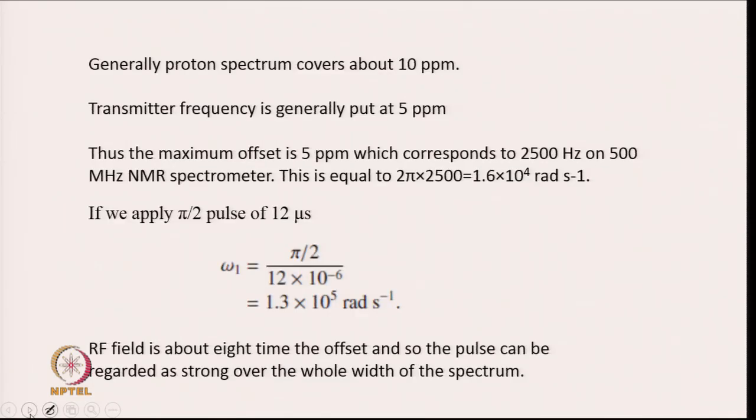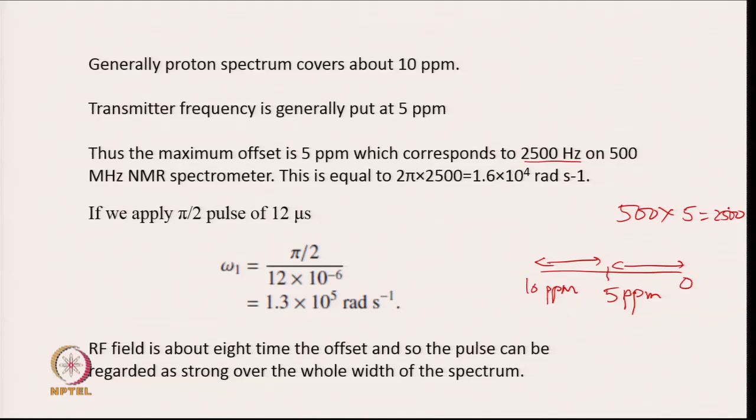If you are looking at a proton spectrum, it covers about 10 ppm, from 0 to 10 ppm. In that case the transmitter frequency is generally put at 5 ppm. Thus, the maximum offset is 5 ppm on both sides. So, 0 to 10 ppm, suppose this is your NMR spectral region, and I put my transmitter frequency at 5 ppm. The offset on both sides is 5 ppm, which corresponds to 2500 hertz on a 500 megahertz NMR spectrometer. So, 500 times 5 is equal to 2500.